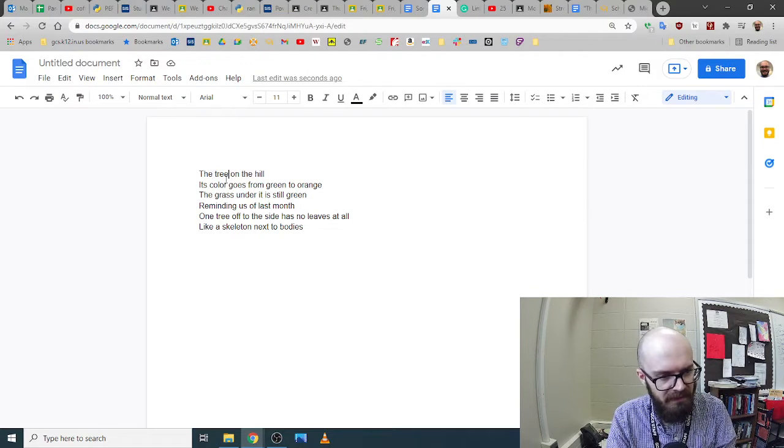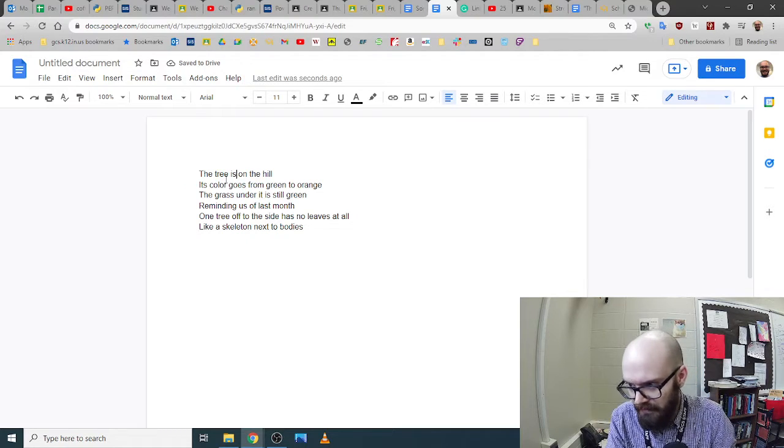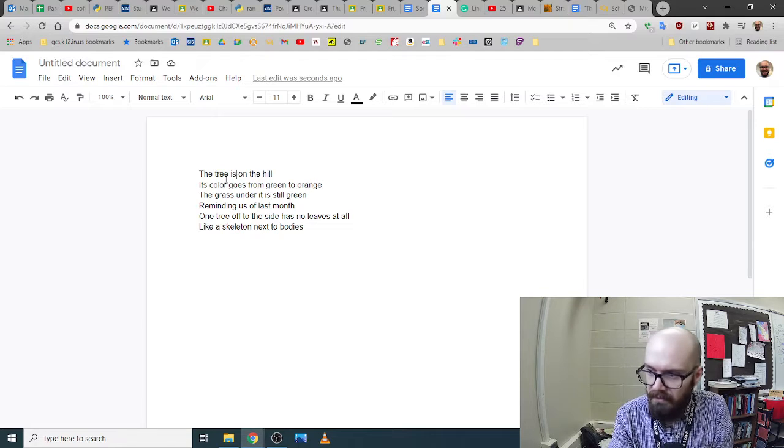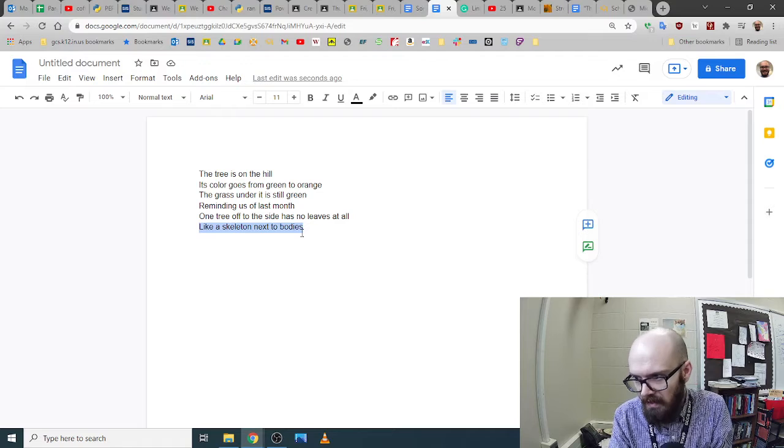When you put the is in there, we don't get any new information, right? We already knew the tree was on the hill. So that's one thing, and that's totally fine. If you have a line with no verb, that's better than a line with a bad verb, okay? This one right here, there's no verb, and it's okay. We might not add one.